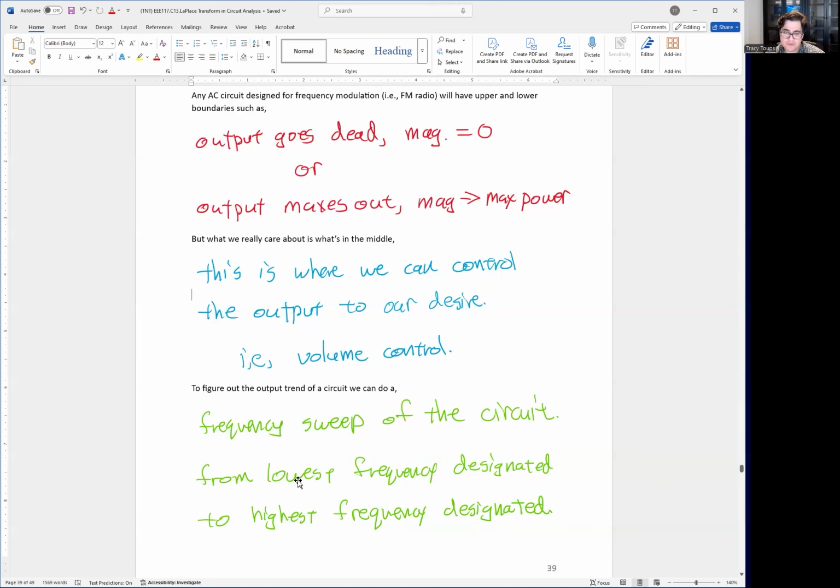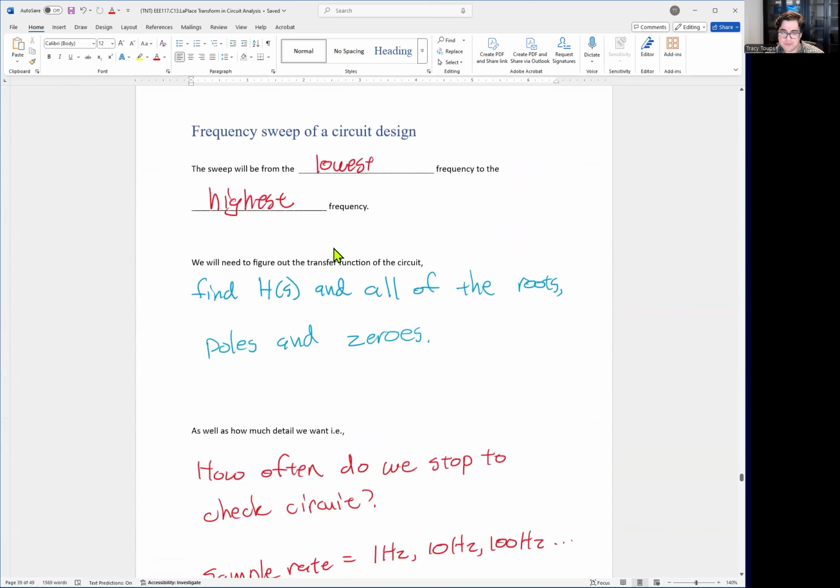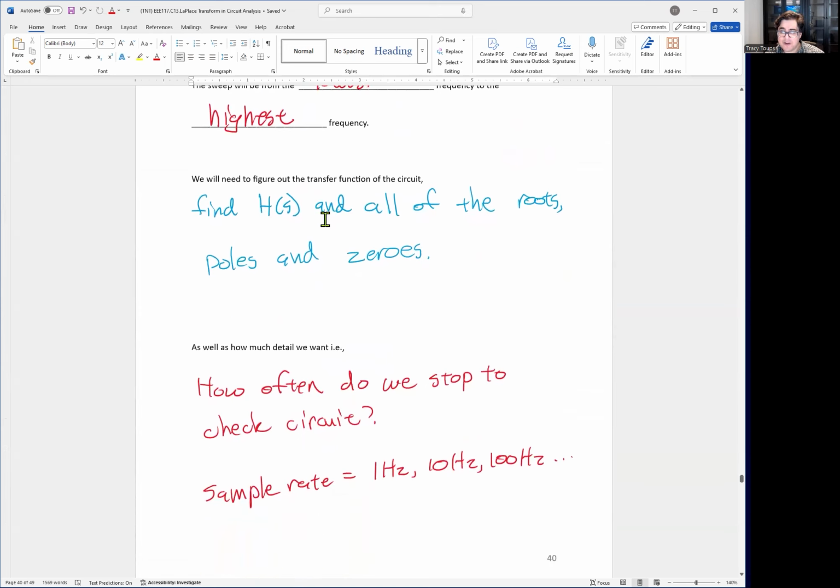Okay, so we're going to go from the lowest frequency design we need to the highest frequency we need, and we're going to see what happens in the middle. Okay, so that's what a frequency sweep is. Sweep from the lowest frequency to the highest frequency. We need to figure out what the extremes of the circuit are, right? When does everything go to all maximum? Where do things go to all zeros? Because it could be bumpy. It could be up and down a few times in between, depending on your circuit setup. Okay, we need to find that.